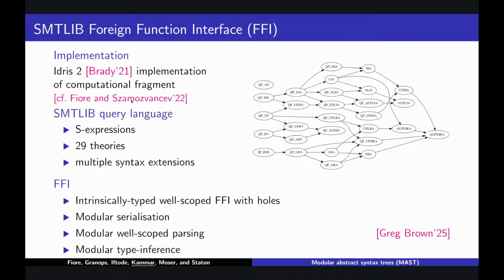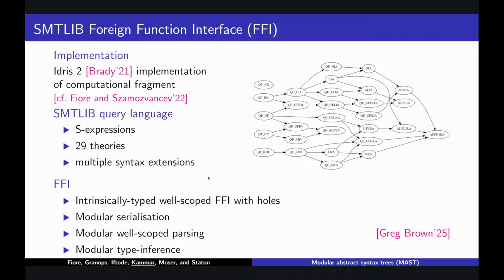Okay, so we implemented this in Idris, and kind of a killer app, as Dan Ghica likes to say, is an SMT-LIB foreign function interface. What's interesting about SMT-LIB is that the query language has S-expressions, but it's really 29 theories. Actually, there's a little bit more, but they've added some more higher-order functions to it. Some of them have bindings, some of them don't.